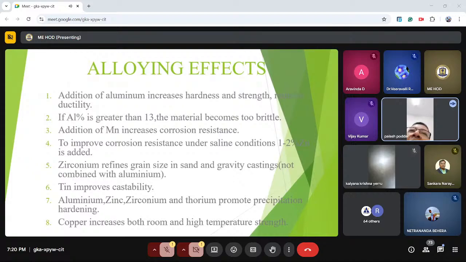Tin improves castability. Tin is a metal which has a melting point of 240 degrees centigrade, and it is very essential. If it goes into the magnesium metal, it will form the Mg2Sn phase, which has around 770 degrees centigrade melting point, which is the intermetallic Mg2Sn. Aluminum, zinc, zirconium, thorium promote precipitation hardening inside magnesium. Copper increases both room and high temperature strength.